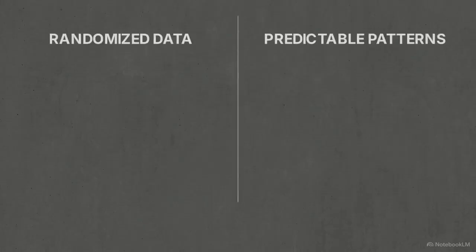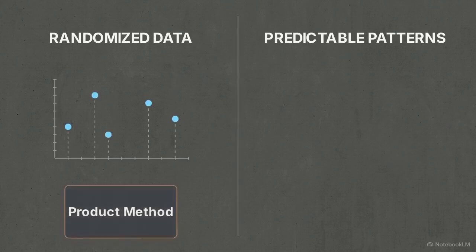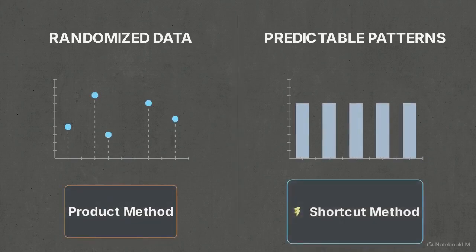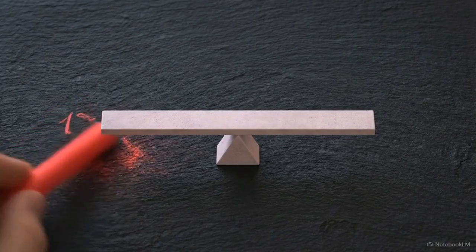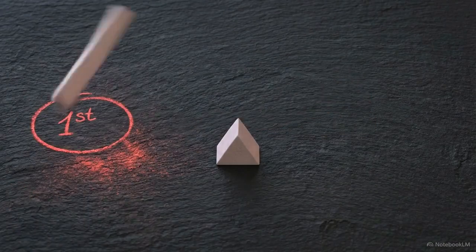In summary, use the product method for irregular dates and amounts, and use the shortcut method for identical, recurring withdrawals. Always derive your average time using the first plus last rule. This logical check ensures you never have to guess.